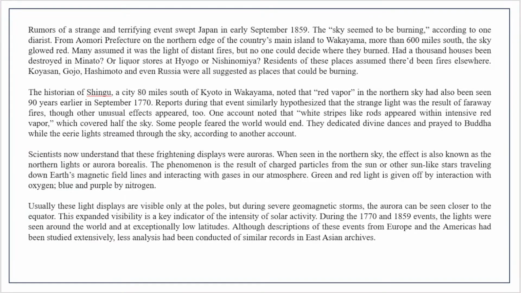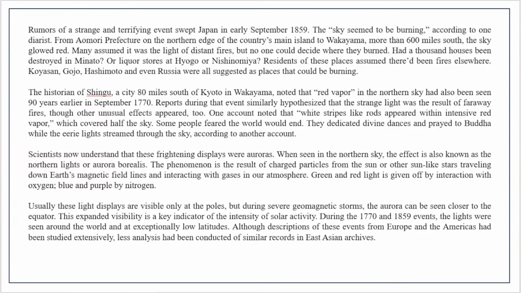The phenomenon is the result of charged particles from the sun or other sun-like stars traveling down Earth's magnetic field lines and interacting with gases in our atmosphere. Now here a bit of science stuff has come in, and this line is also telling us what the relationship between auroras and solar storms is, right? In the introduction we read about solar storms, damaging solar storms. So now in this line, it's telling us what auroras are.